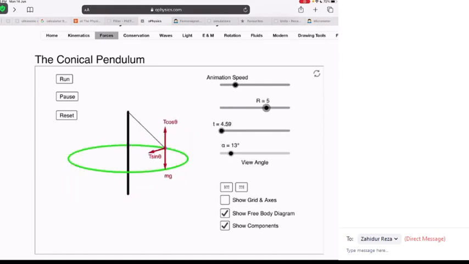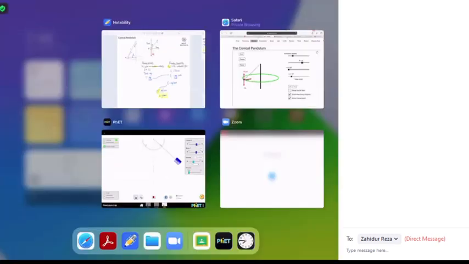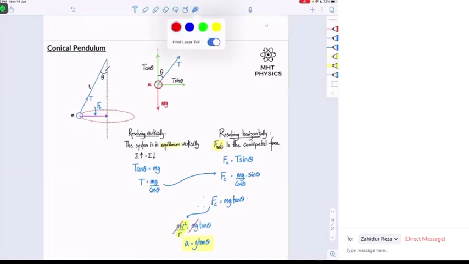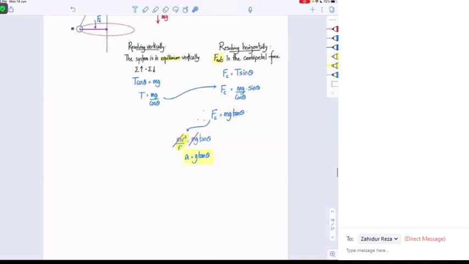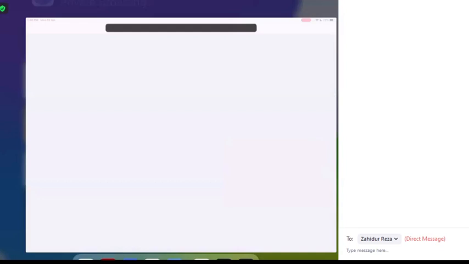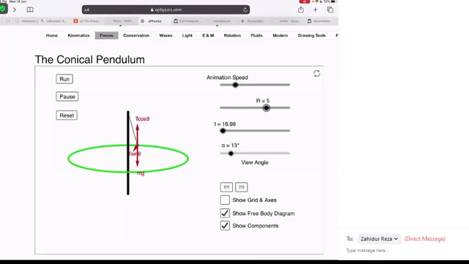Okay, so let's just do the math and then try to understand what this is all about. Okay, so first of all, conical pendulum, these are the free body force diagrams. This is the centripetal force. This is the expression for the centripetal force. This is the value of the centripetal acceleration. That's it, right? Now, what kind of questions do we get from it? Because it seems like this is it, right? Let me explain.